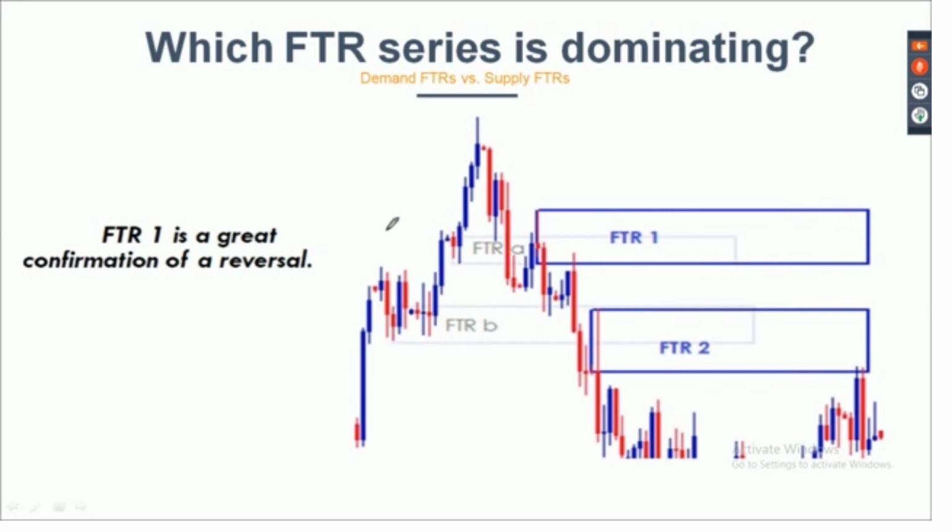If you don't understand how to mark it here, this is the process. This is L1. L1 engulfed. This is L2. This is my base, body to wick marking. If I mark body to wick, it doesn't come. If I do wick to wick, this trade has come. This is FTB of FTR supply. So FTR1 is a great confirmation of a reversal.